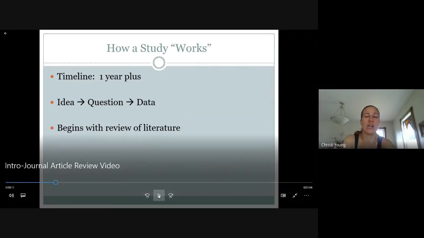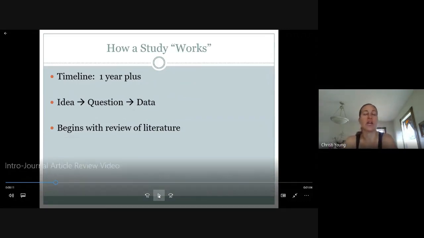Okay, so let's talk about research. How does research work? Research, first of all, is a very timely process. It starts with a beginning of or a review of literature, which basically means that you're looking to see what is already out there.